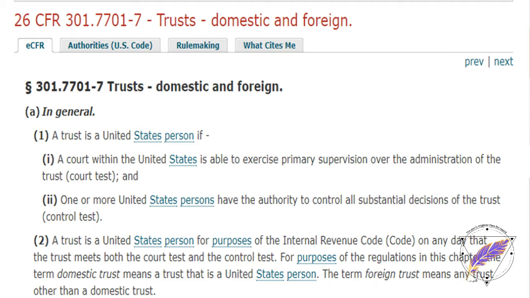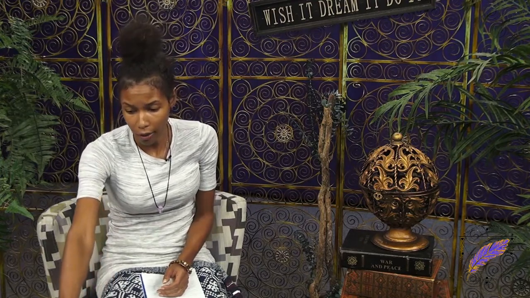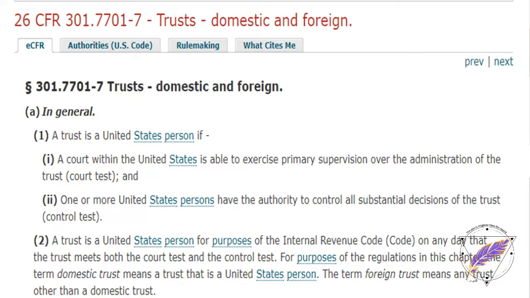The term foreign trust means any trust other than a domestic trust, just like I mentioned in the other IRS code. So this is in the law multiple times. And I wanted to point out one thing too. I scanned over where it says that one or more United States persons have the authority to control all substantial decisions of the trust. Okay, one or more. So that one is you, and that more is them. They come in and they take authority over your trust because it's domestic.